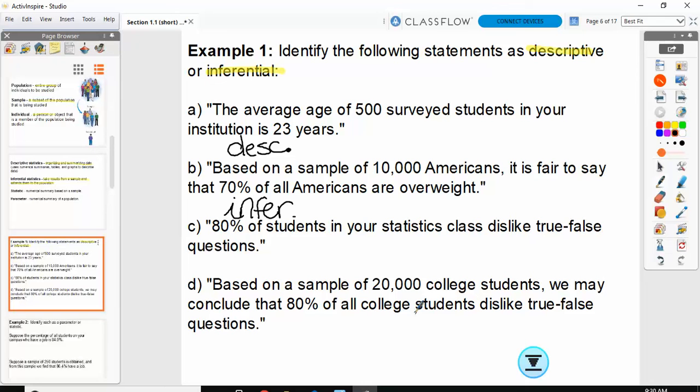Right, C. 80% of students in your statistics class dislike true-false questions. Descriptive. I'm just telling you in your class what happened. Based on a sample of 20,000 college students, we may conclude that 80% of all college students dislike true-false questions. Inferential.